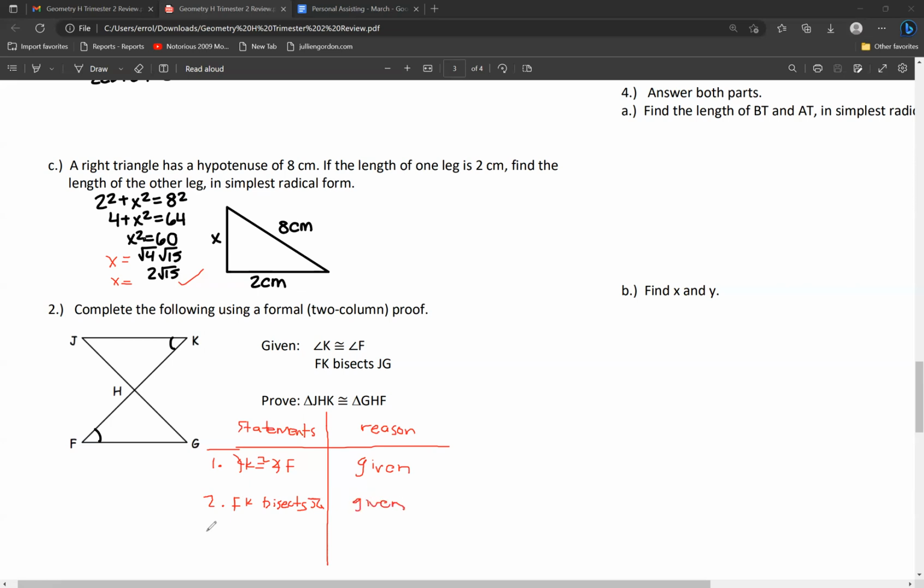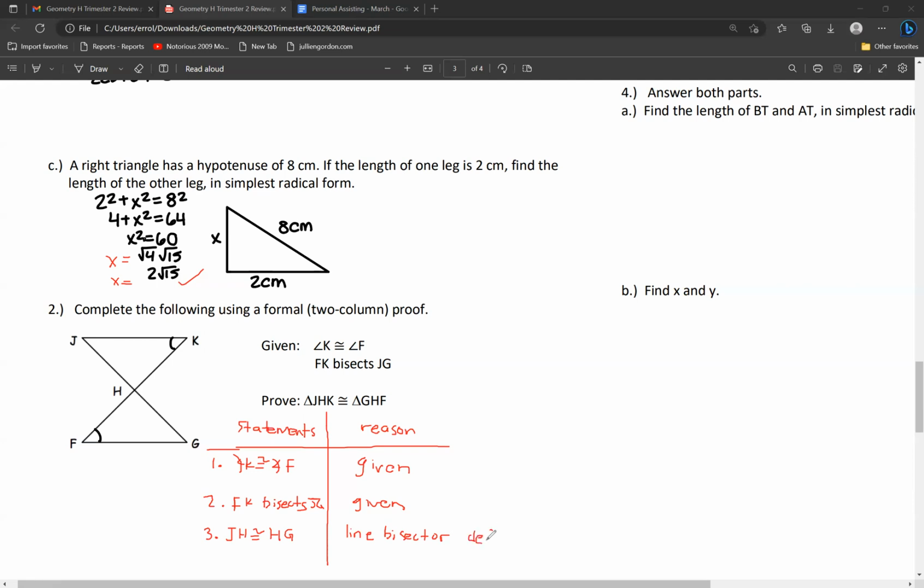Okay, now what? JH is congruent to HG, because it's a line bisector. Yeah, definition of a line bisector, right? Line bisector definition.